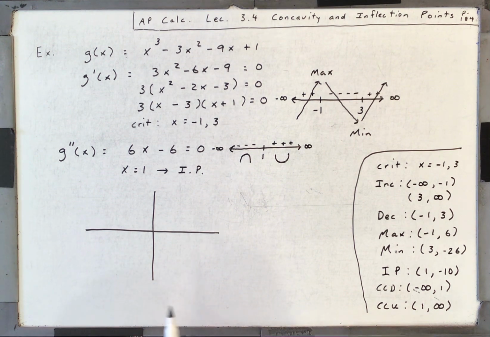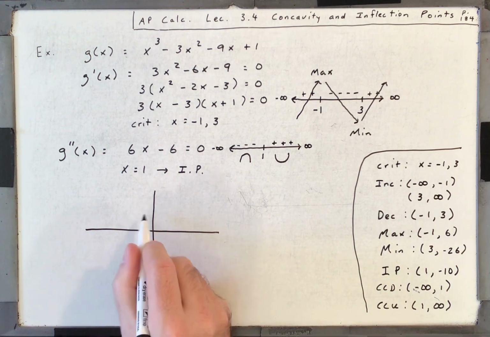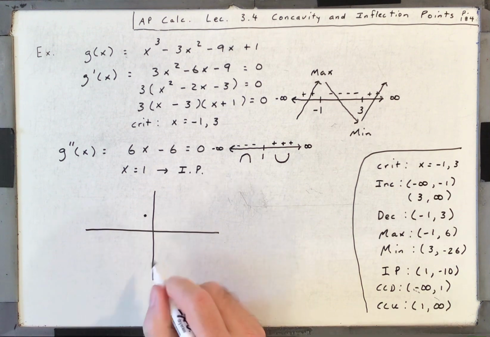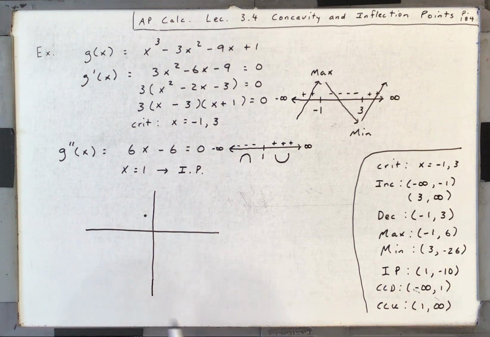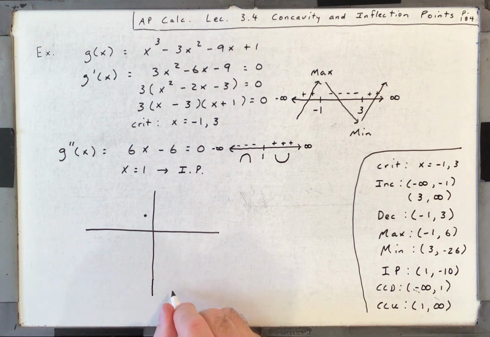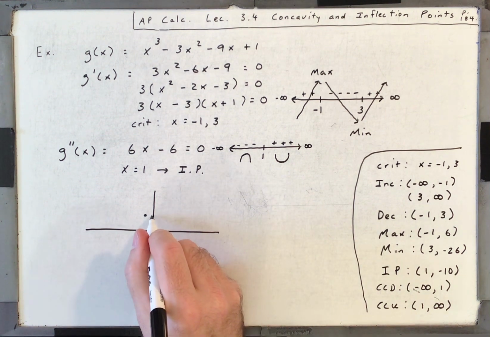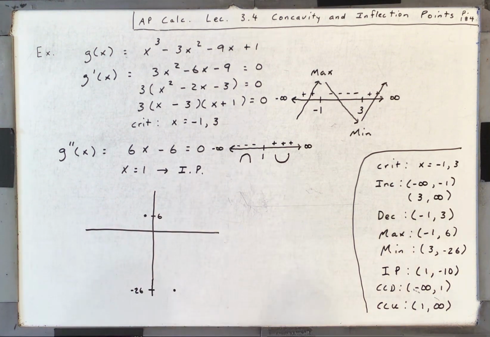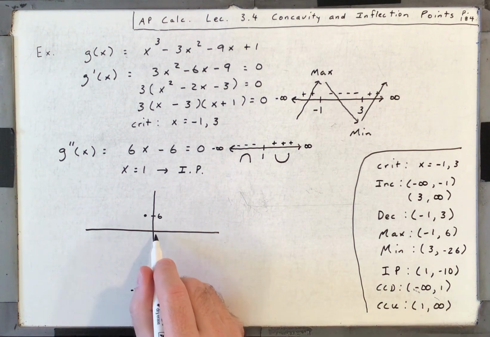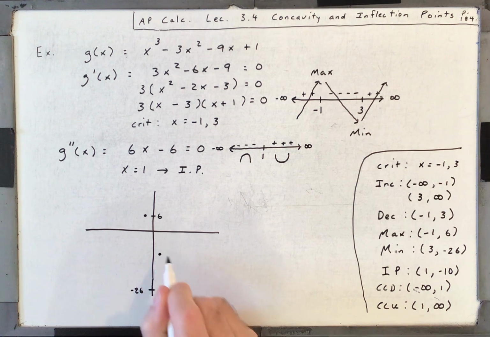So what I would suggest is plot the maximum. That's over 1 to the left and up 6. Let's say that's something like here. It doesn't have to be perfect. And then we have a minimum at 3, so over 3 and down 26. So let's say, I'm going to go ahead and write that negative 26, and this is positive 6. Also plot the inflection point. That is over 1 and down 10. That'd be something like here.